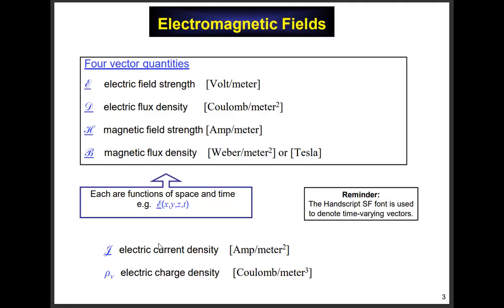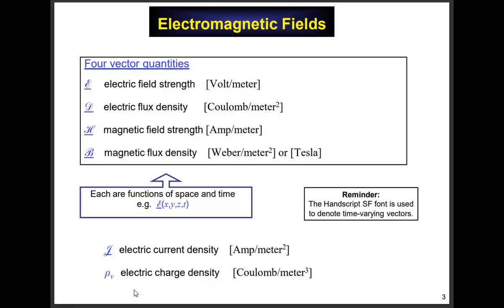Now, also, as we'll see in a second, in Maxwell's equations, we have the electric current density appearing, units of amps per square meter, and I'll review what that means in a second. And then rho V, the volume electric charge density. Okay. The symbol rho is used in various ways.